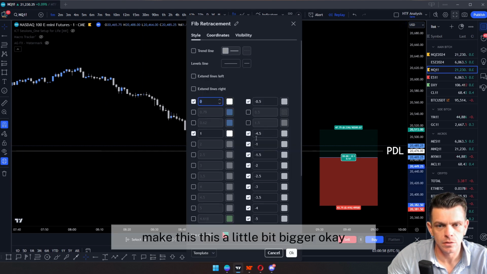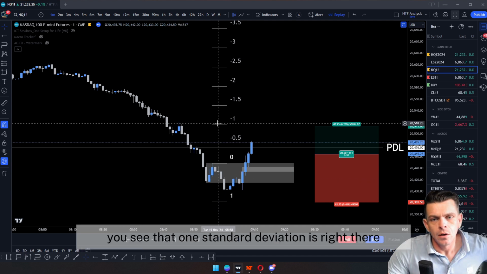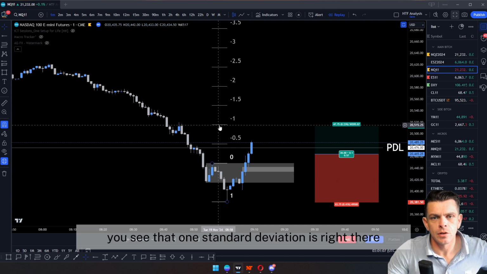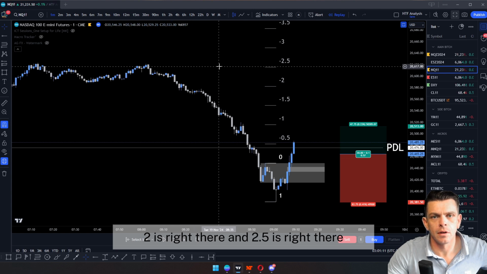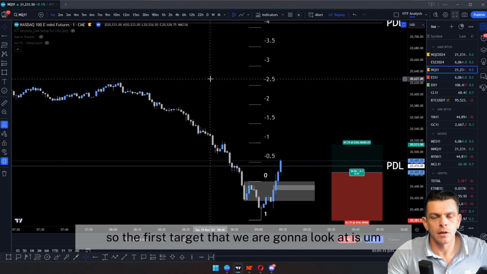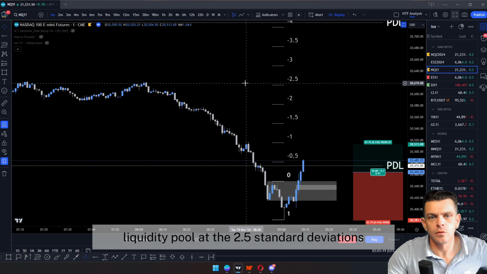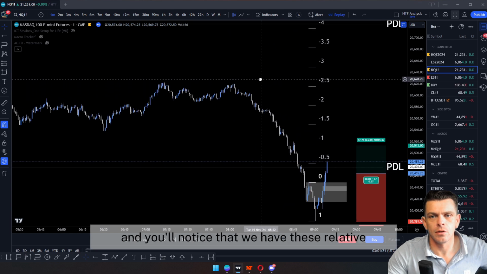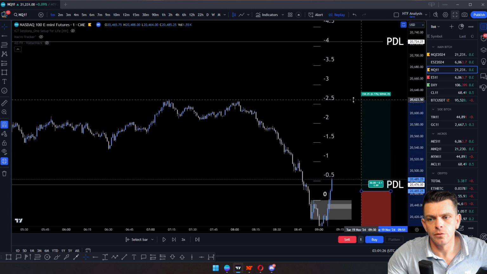Make these just a little bit bigger. Okay, so from the low to the high, you can see that 1 standard deviation is right there, 2 is right there, and 2.5 is right there. So the first target that we are going to look at is the liquidity pool at the 2.5 standard deviations. And you'll notice that we have these relative equal highs. So that is a pretty good first target.